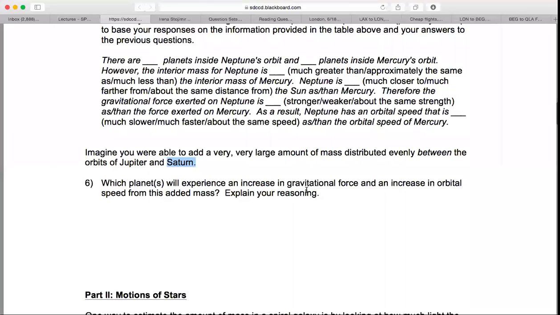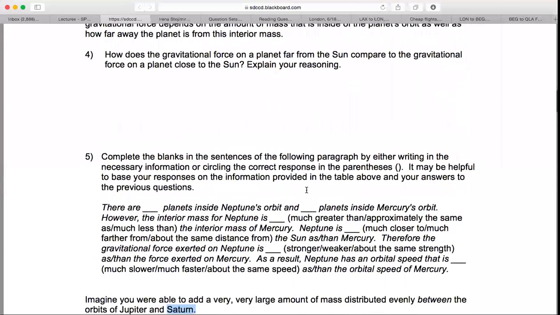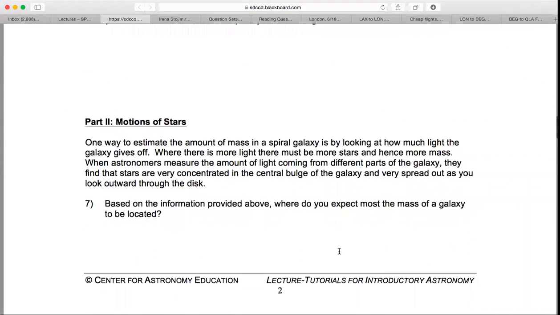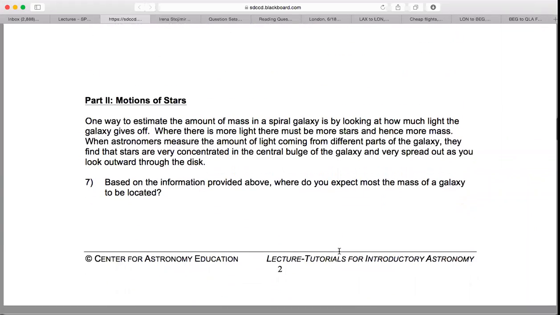And the reasoning is stated over here. The strength of the gravitational force depends on the amount of mass that is inside of the planet's orbit. So if you put it behind Jupiter, it's not inside of its orbit, right? So Jupiter will not be affected by this added mass. It's not going to increase its speed, but it's going to increase the speed of Saturn, Uranus, and Neptune. Okay, good. I get it now. That third time really clarified. Okay, great.